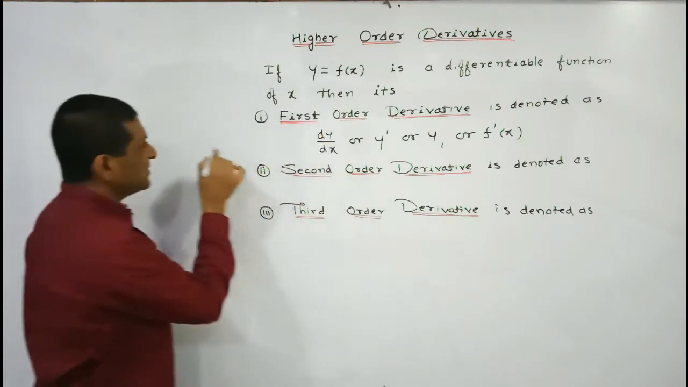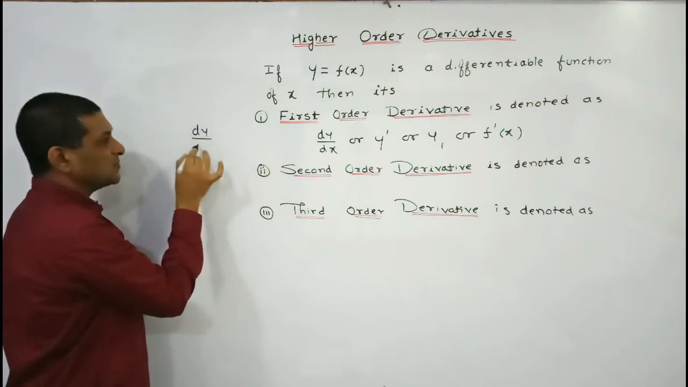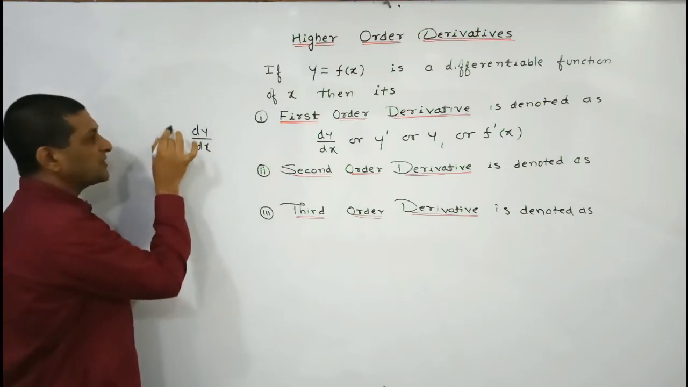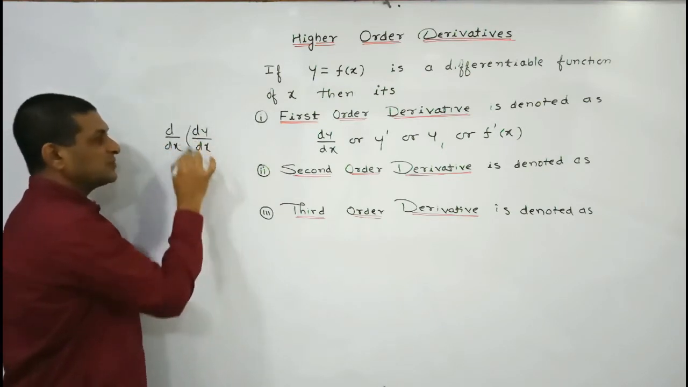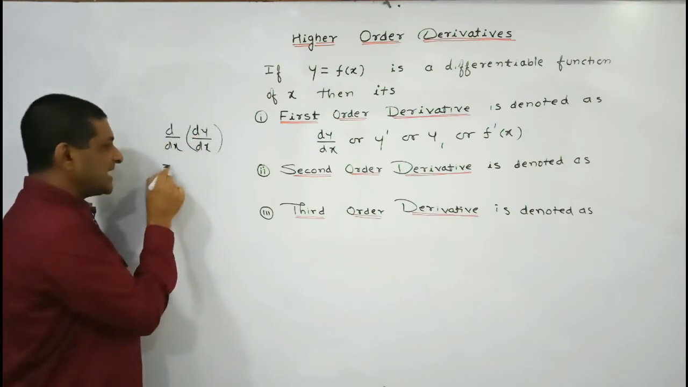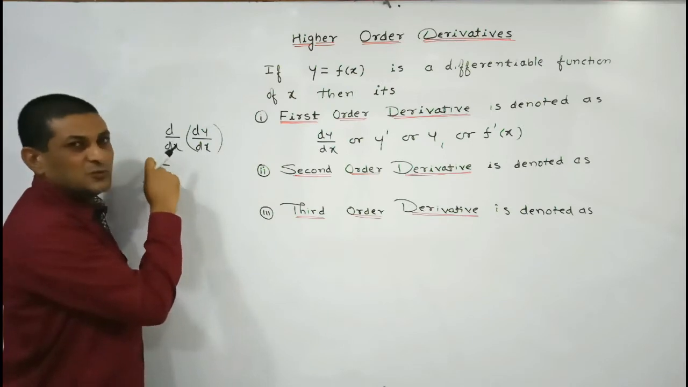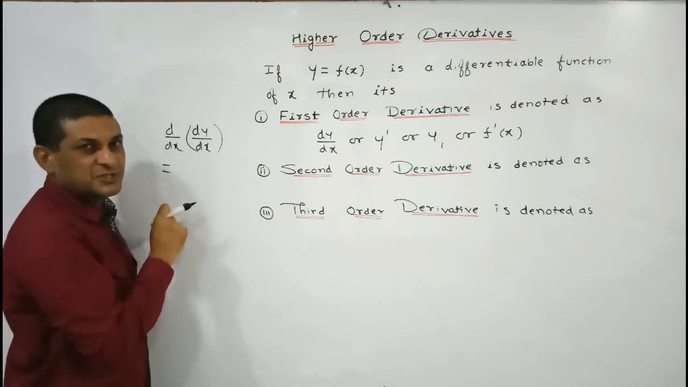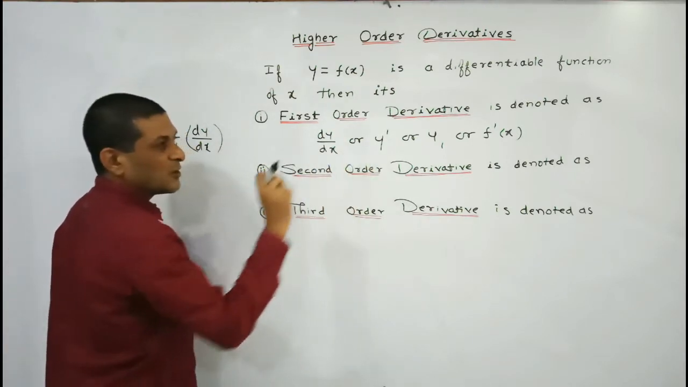Now suppose that the value of dy by dx is known to us, and again we are differentiating it with respect to x, means we are differentiating dy by dx with respect to x. At that time the new value of differentiation which you are getting is called the second order derivative.